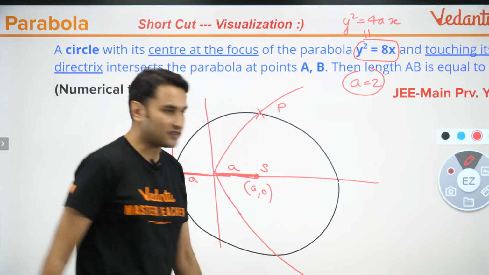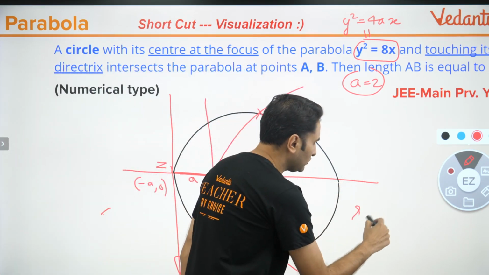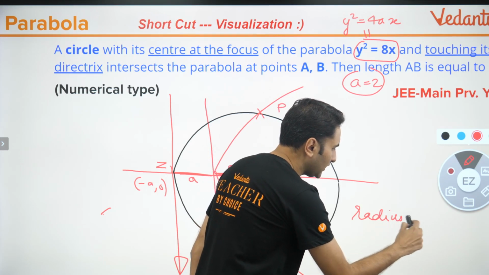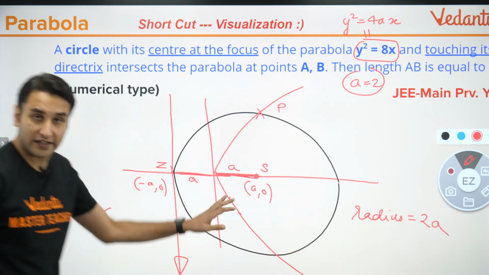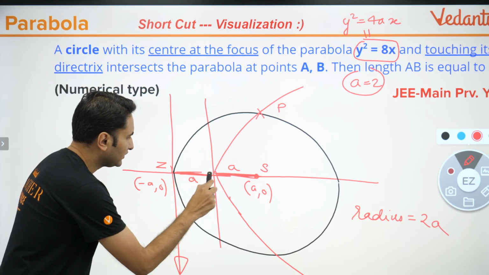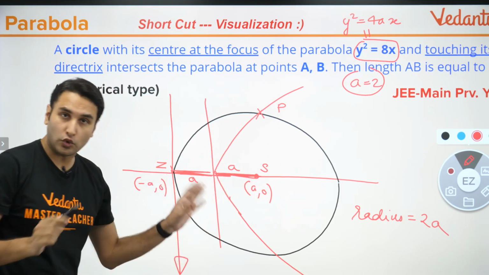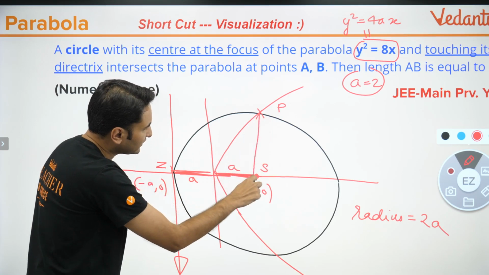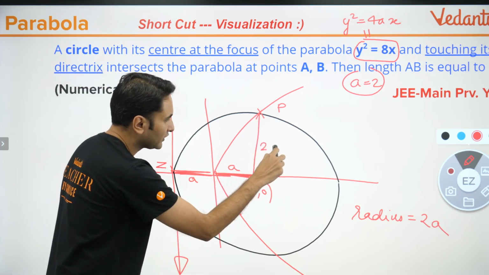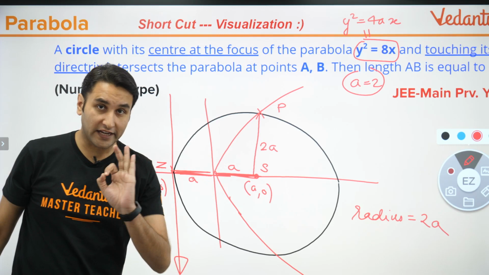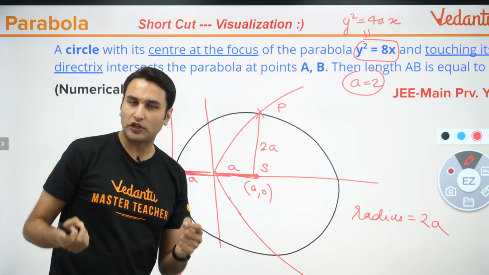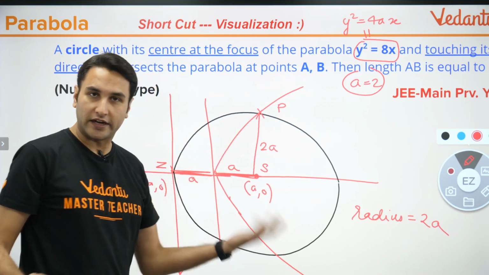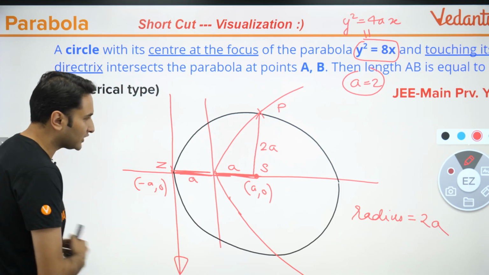What is the radius of the circle? The radius of the circle will be 2a. Is that clear? So this distance is a, and 2a is the radius. So this distance also becomes 2a. Agree, all of you? The problem actually becomes very simple. This 2a was a hint here. But anyway, let me help you understand.